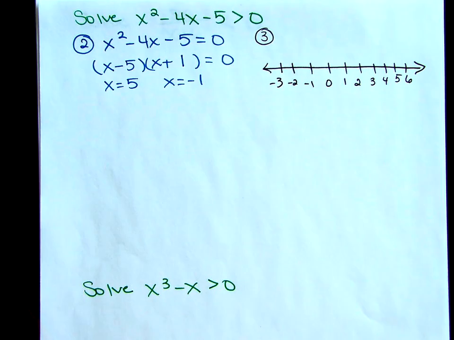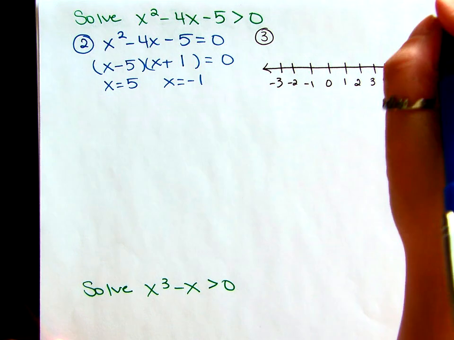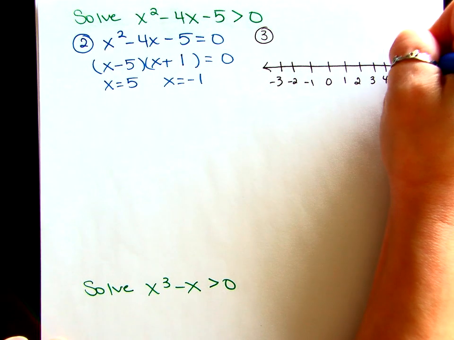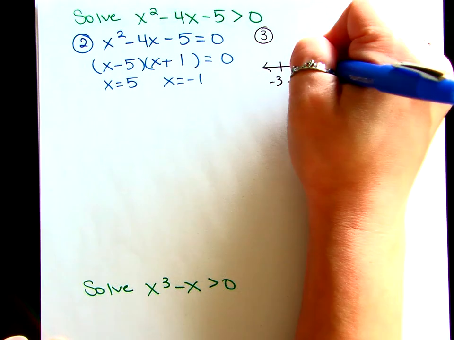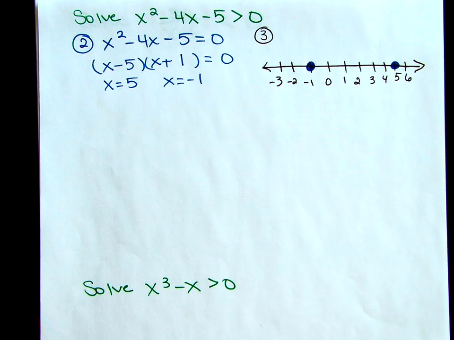Like that. Make a number line. I'm going to stick x equals 5 on there. I'm going to stick x equals -1 on there. So I've plotted my boundary points on my number line. And when I did that, notice what happens.